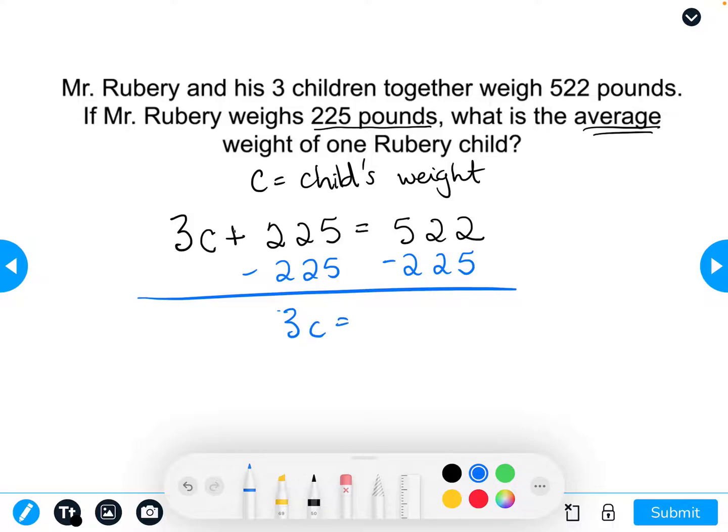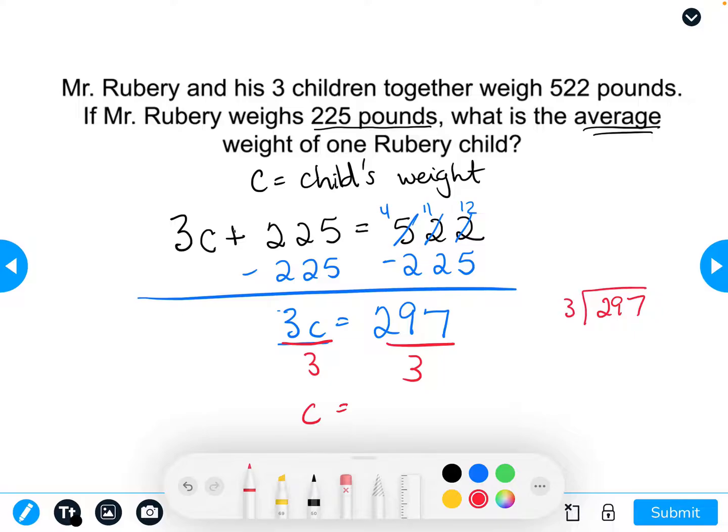That gives me 3C equals, let's see, it's going to be a 4, we get a 7, 9, 2. Divide both sides, let me change my color. Divide both sides by 3. We'll come up with our average weight. 297 divided by 3. Let's see, that goes in 9 times, would be 27. Another 9 times would be 27. So we got 99 pounds.